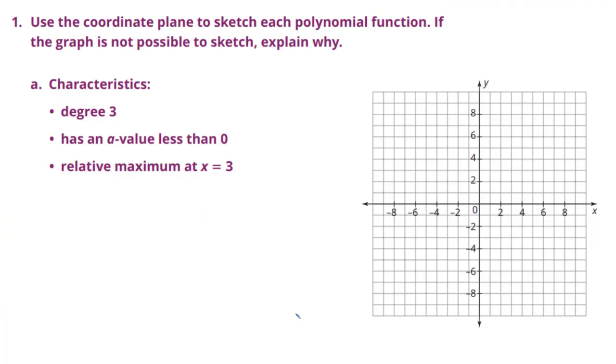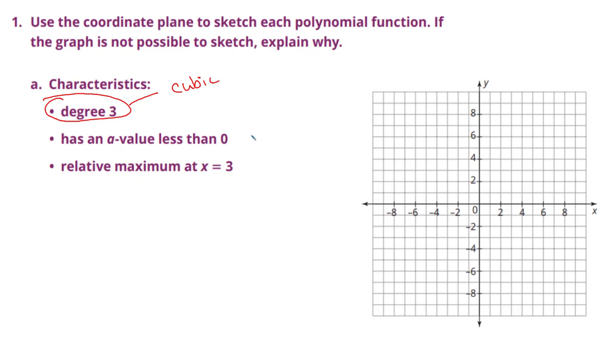So we are going to take information. We're going to take different characteristics and we're going to come up with a graph. This graph is not always possible. So if you find one that's not possible out of these, there is going to be one that's not possible. We're going to take each of the characteristics and you're going to draw a graph. So if it says a degree of 3, what does that mean it is? Has an A value of less than 0.